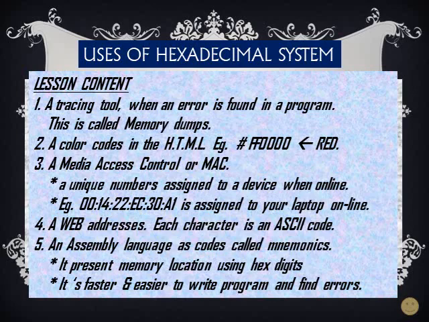Number 5. Hexadecimal digits are used in assembly language as codes called mnemonics. Most programmers like to present memory locations using hex digits compared to zeros and ones in machine code. Using hex digits in assembly language makes it faster and easier to write programs. A programmer makes fewer errors, and even the process of finding errors is faster. You may refer to your textbook on page 94, in table 7.1.